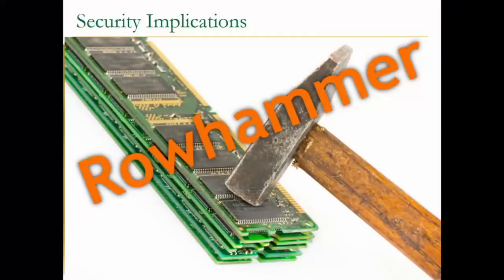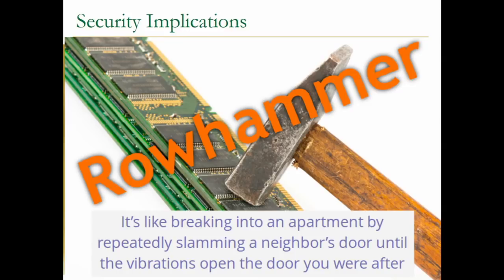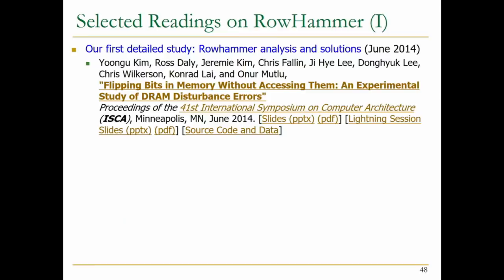And this became even more interesting at that time. This is called Rowhammer vulnerability, and people start drawing pictures like this. I like analogies, and this is a beautiful analogy that someone had on Twitter. It's like breaking into an apartment by repeatedly slamming a neighbor's door until the vibrations open the door that you were really after. So if you want to escape from here, you might want to start banging on these walls over here. Okay, and there's a lot of attacks that were developed on top of this.